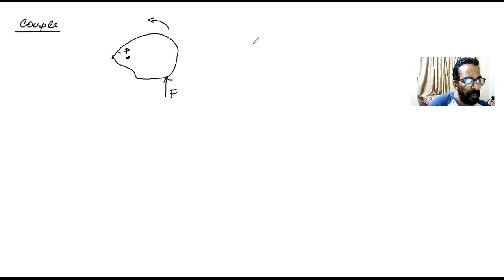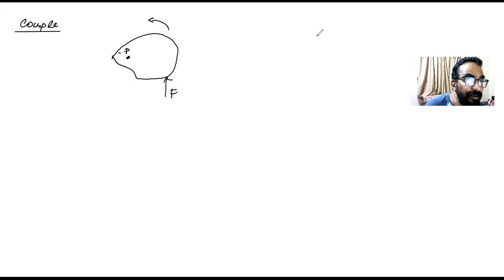But my question now: do you think this force alone turns this body? Is this force F, what I marked here, alone responsible for turning the body? Now, if you're thinking yes, then you're wrong, beta. Why? There's one more force acting. Now, what is that force?